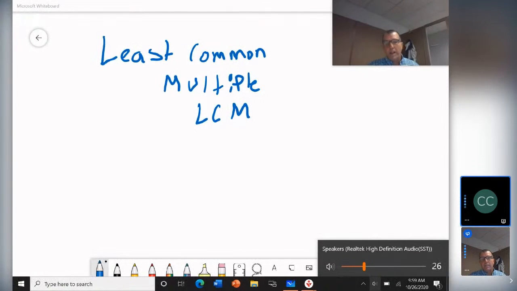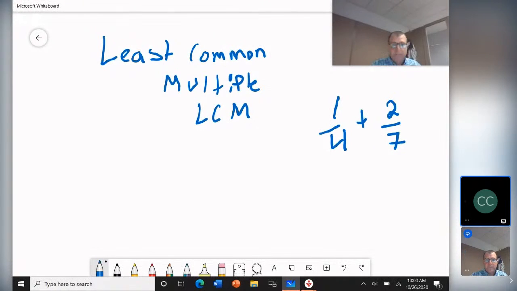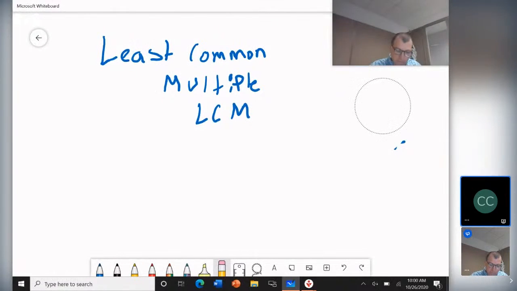And the reason why I'm going to cover this is because if you get a fraction, say it's like 1/4 plus 2/7, we can add fractions with different denominators. Remember, denominator is the lower number. So what we're going to have to do is find a common multiple of the bottom two numbers. Okay? And that would be called the least common multiple, or sometimes you see LCM.